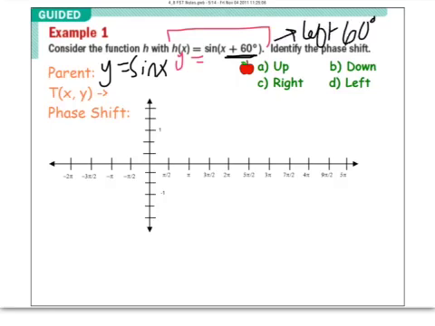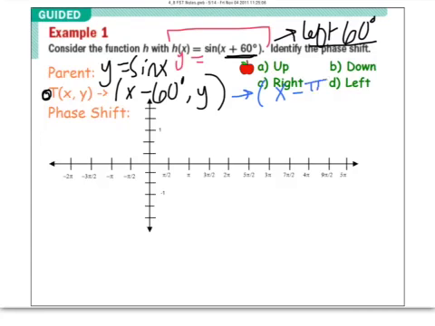How do you write that as an ordered pair rule? I'm going to say take the x's and subtract 60 degrees from them. The y's, nothing. There's nothing going on with that. This is the wording you would use for the phase shift, and again, this is the translation rule for that. By the way, if this was in radian mode, the rule that we would use is, say, take your x's. Remember, 60 degrees is the same as pi over 3. That would be the translation rule in radian mode.